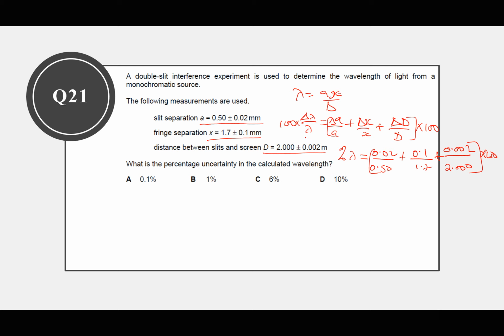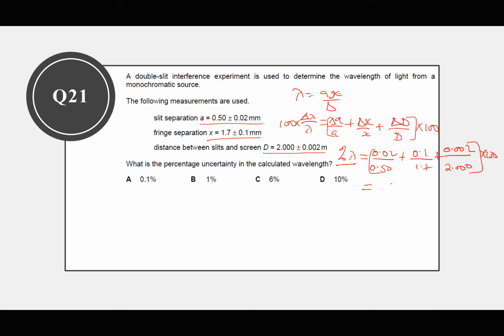There is no need for me to multiply with the wavelength this side. It doesn't make any sense. I've already said an absolute uncertainty in wavelength over wavelength times 100 is already the percentage uncertainty in wavelength. So I don't again multiply by the true wavelength the other side. That's why you have not even found it here. I didn't bother to calculate it.